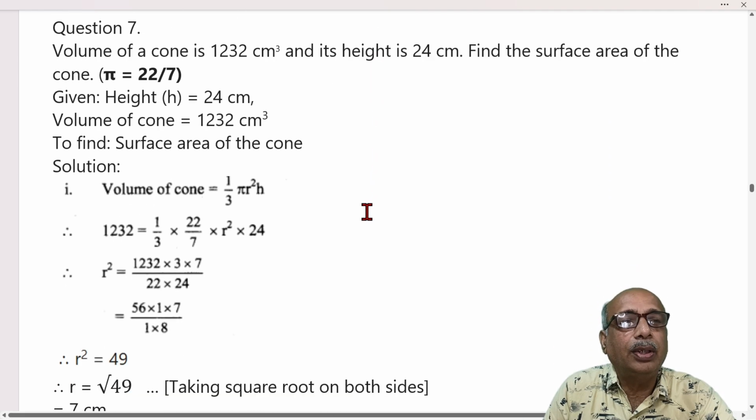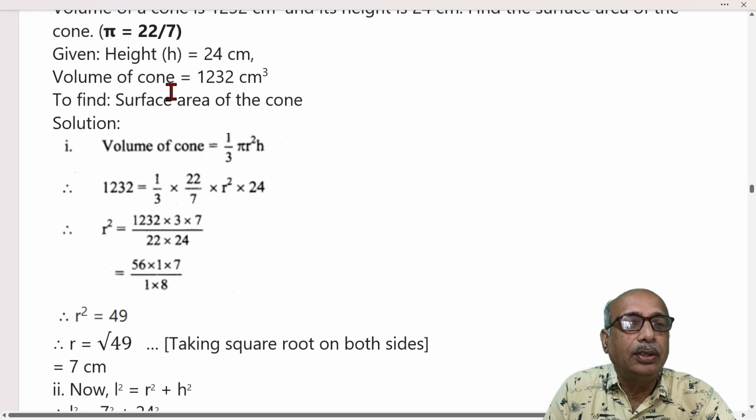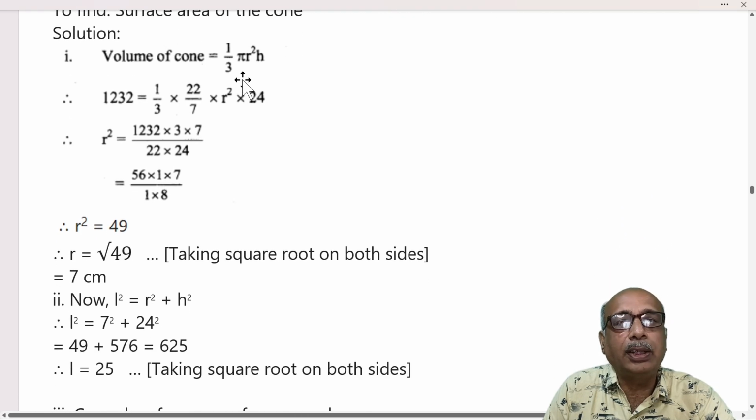Next, question 7. Volume of cone is 1232 centimeter cube and its height is 24 centimeter. Find the surface area of the cone, where pi equals 22 by 7. So, volume of cone equals 1 by 3 pi r square h. Substitute the value. R square equals 49. Therefore, r equals 7 centimeter.